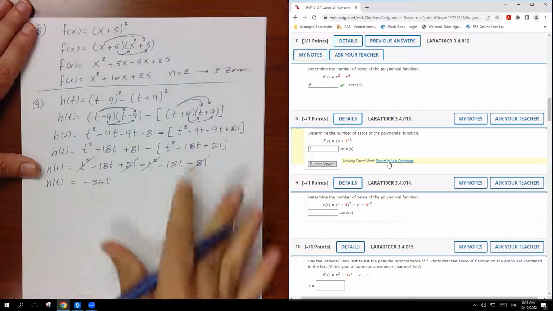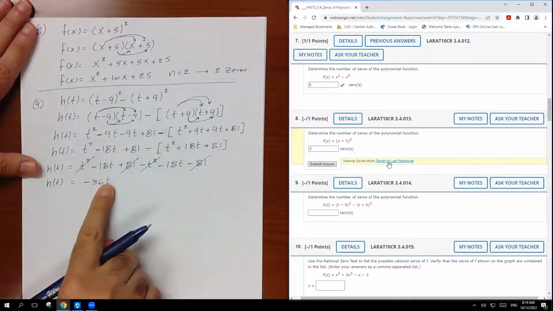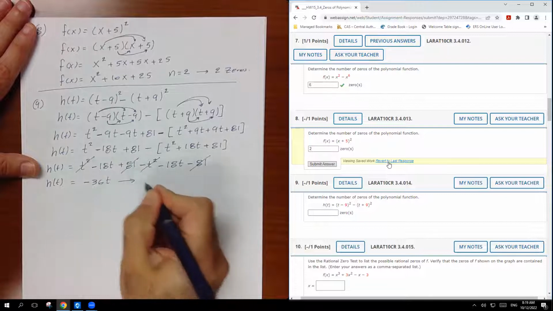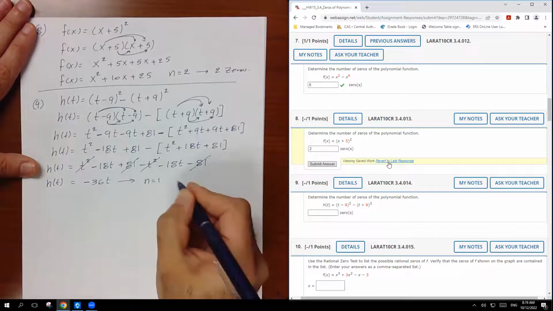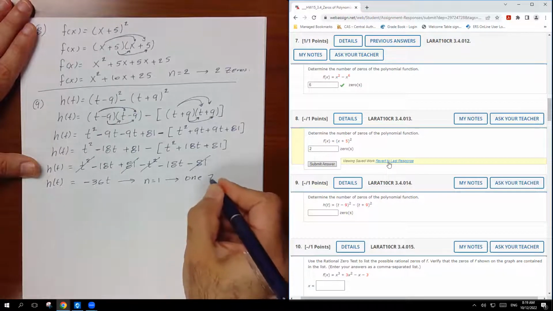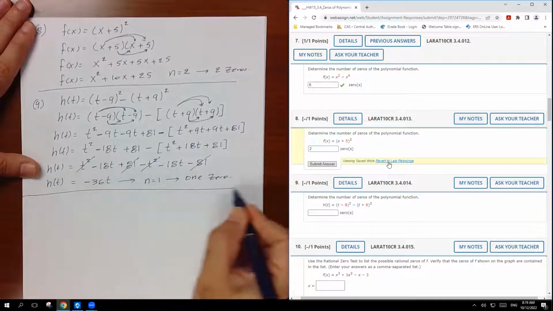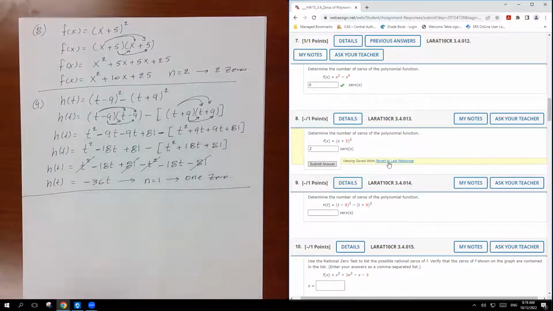If you look here, after you simplify everything, the squared terms are gone and it simplified to t. That means now n equals 1. So we have only 1 zero. So it's important to simplify before you start counting how many zeros you have. So here we have only 1 zero.